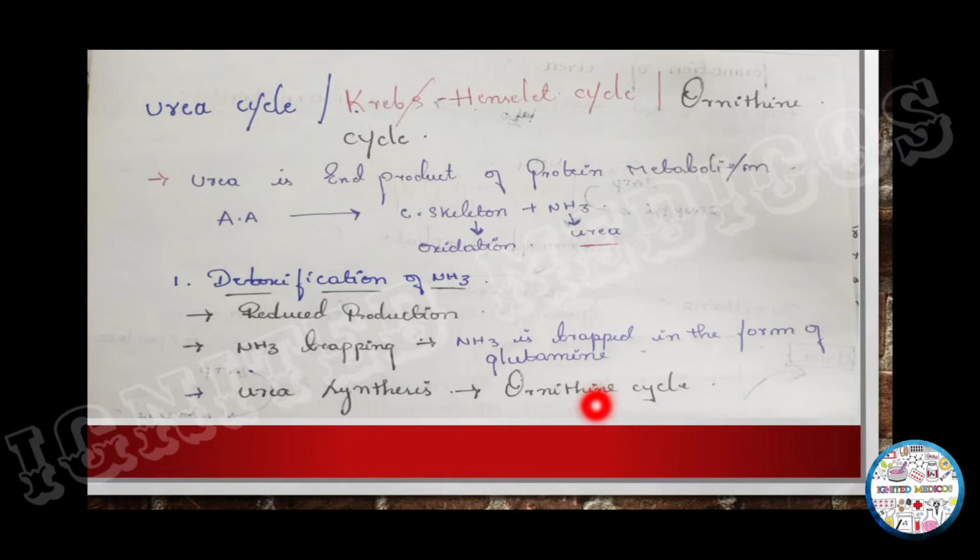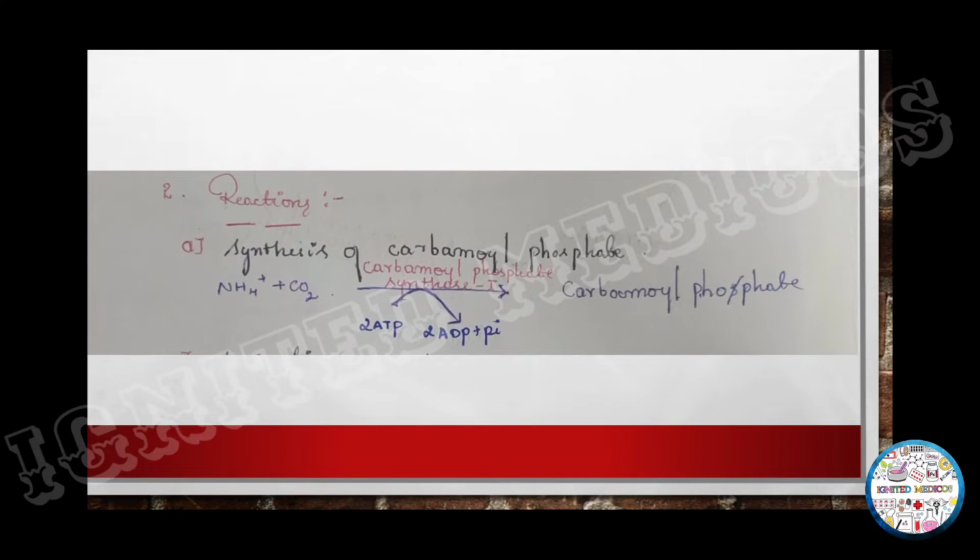So now let us focus on the ornithine cycle. This ornithine cycle consists of 5 steps. You have to remember all these 5 steps with the enzymes, and the deficiency of each enzyme is one of the inborn errors. By remembering these enzyme names, we can easily remember all the inborn defects of the urea cycle.